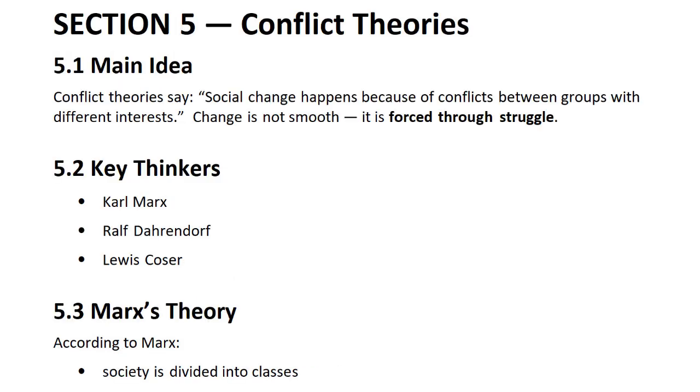Let's move on to conflict theory. The main idea behind conflict theory is that social change happens because of conflicts between groups with different interests. Change is not smooth. It is forced through struggle. Key thinkers included Karl Marx, Ralf Dahrendorf, and Lewis Coser.